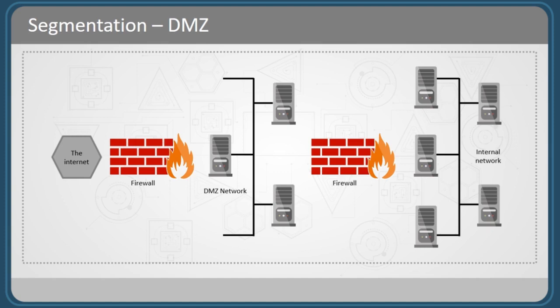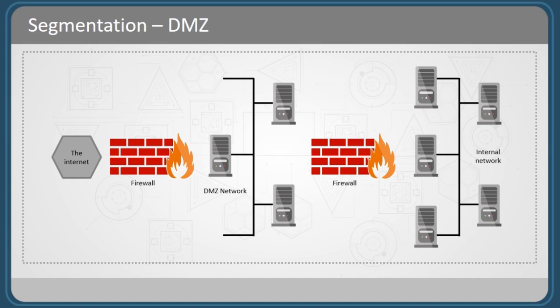Those systems do need to be exposed to the internet, but I don't want somebody to be able to hit one of those systems and then use it to attack one of my internal systems. So there's another firewall that only allows the appropriate ports from the DMZ to the internal network. Again, this creates this little buffer zone where systems that need to be exposed can be, but we don't want to expose our entire internal network.